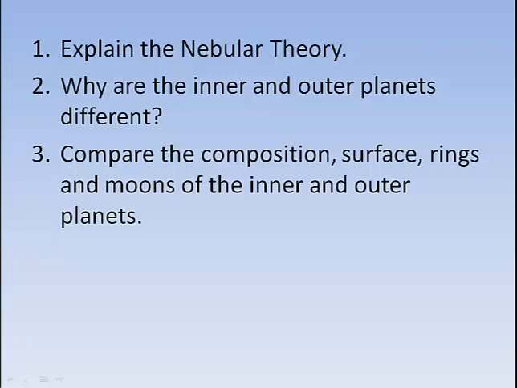Why are the inner and outer planets different? Well, the inner planets formed where it was warmer, where rock and metal dust was common. The outer planets formed where ice and gas were common.